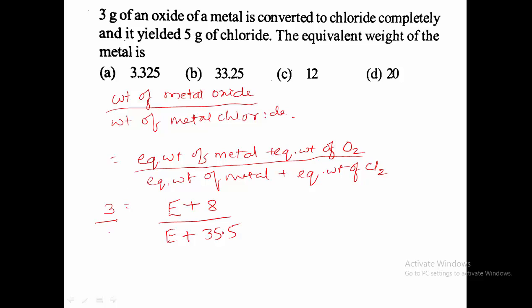So here the weight of metal oxide is 3, that is 3 gram of oxide of metal is converted and it has yielded 5 gram. So here the weight of metal chloride is 5 gram. So 3 by 5 is equal to E plus 8, where E means the equivalent weight of metal, divided by E plus 35.5. Upon simplification we will get the equivalent weight of metal as 33.25. So observe the given options. The 33.25 is given in option B. So therefore the equivalent weight of the metal is 33.25 and option B is the right answer.